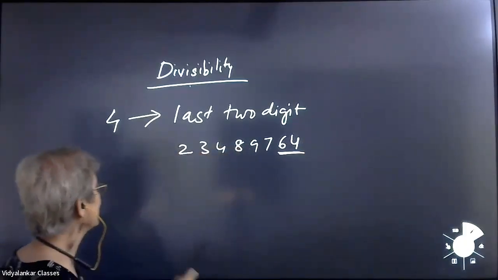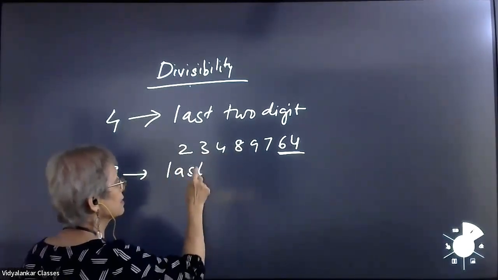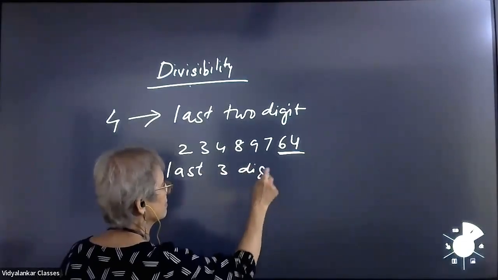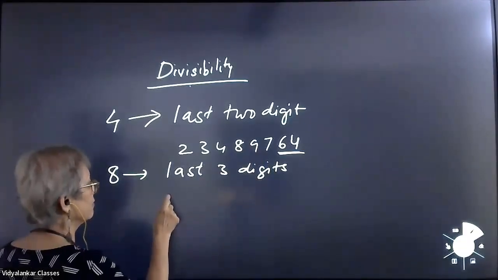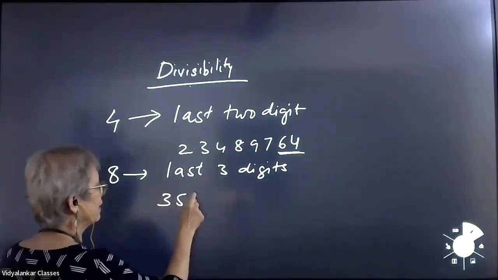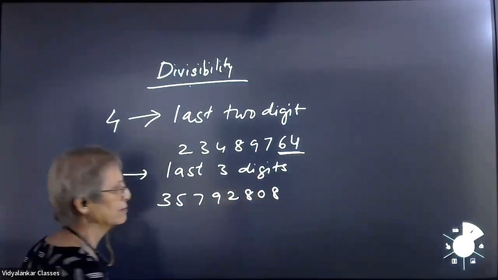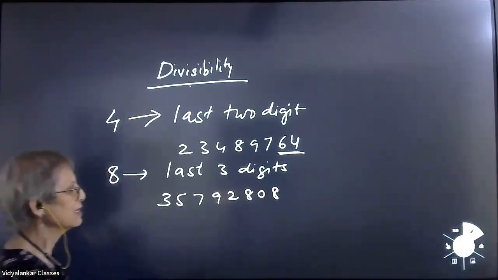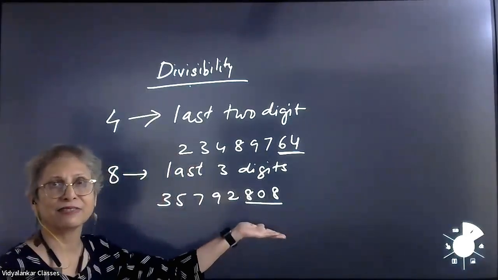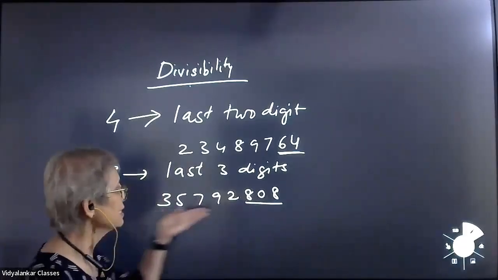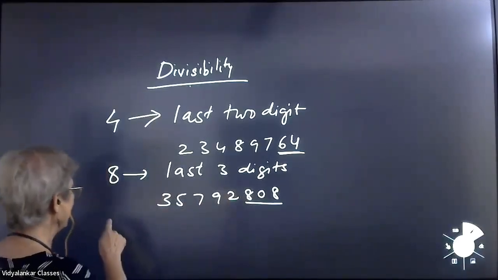Then if you know the tests of 3 and 4, combinations we'll do afterwards. Then next comes 8. Here, last 3 digits. Okay. Here also, if I write a very big number, 357928808. See here, these are the last 3 digits. And easily we can say that it is divisible by 8. And therefore, this number is also divisible by 8. Okay. Next comes 11.